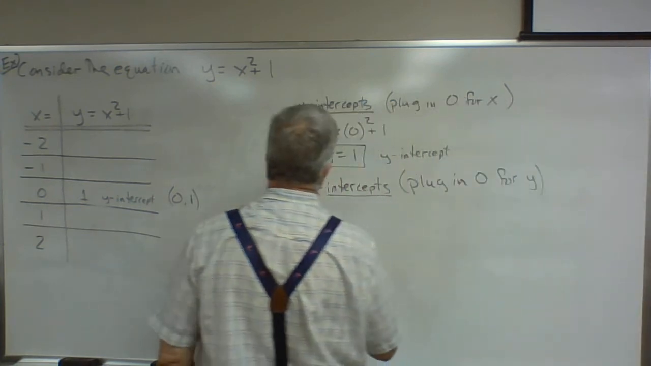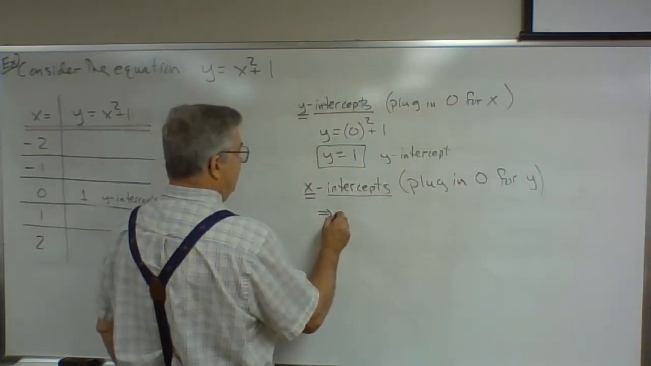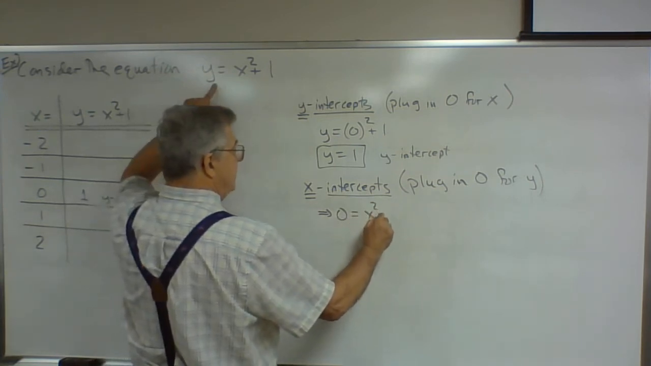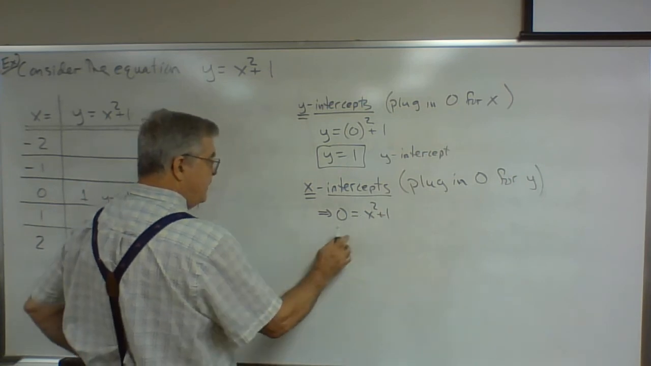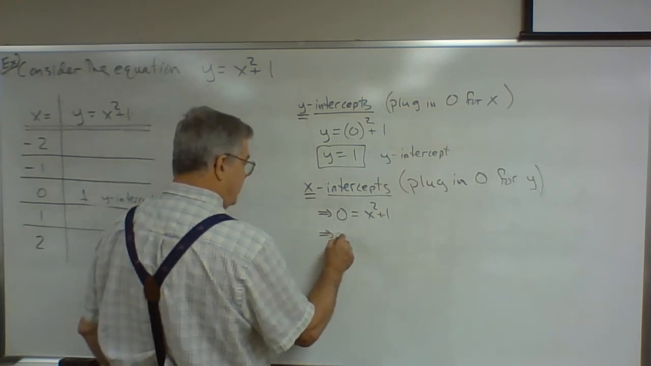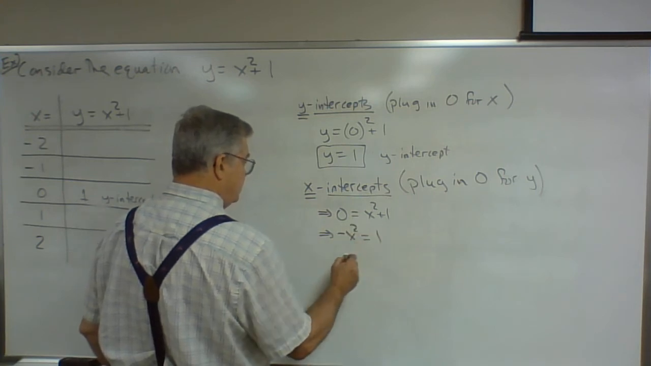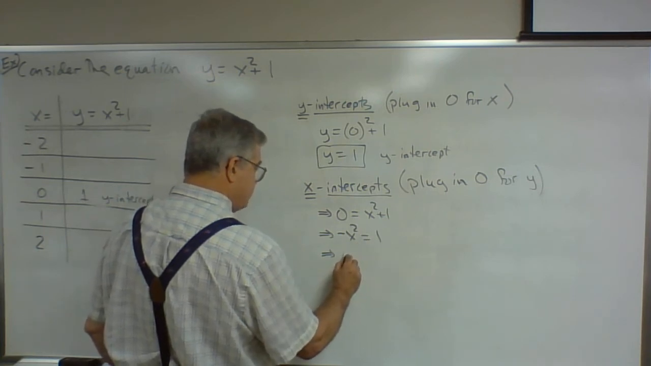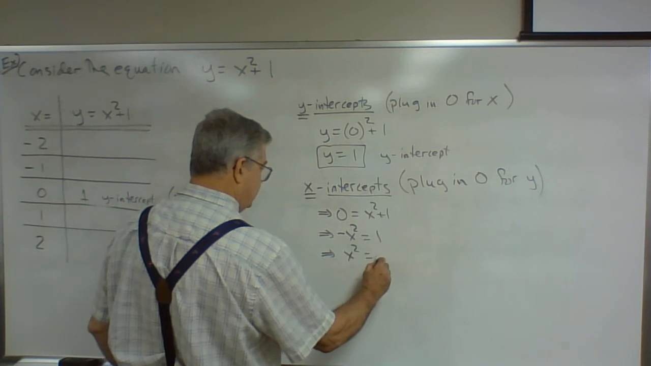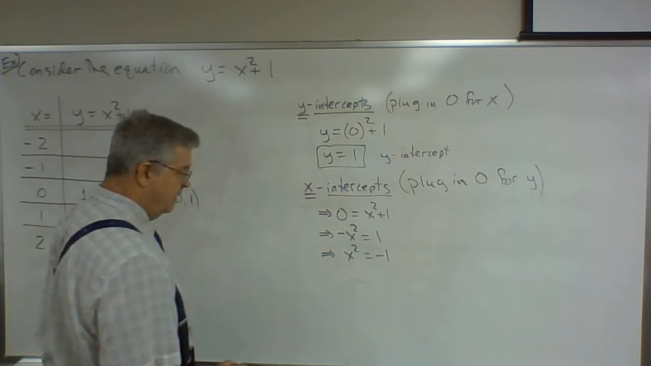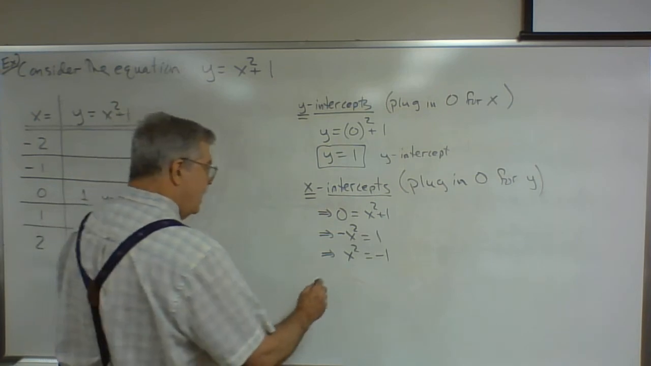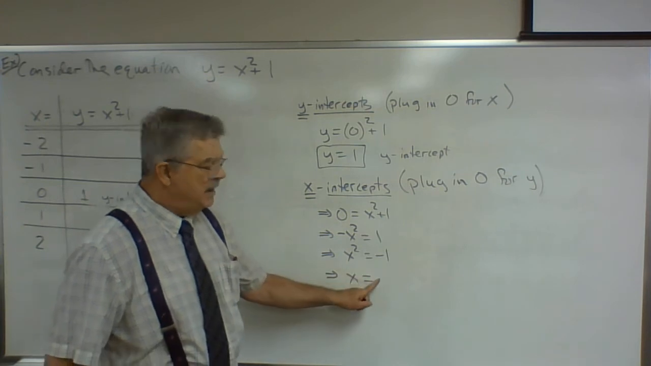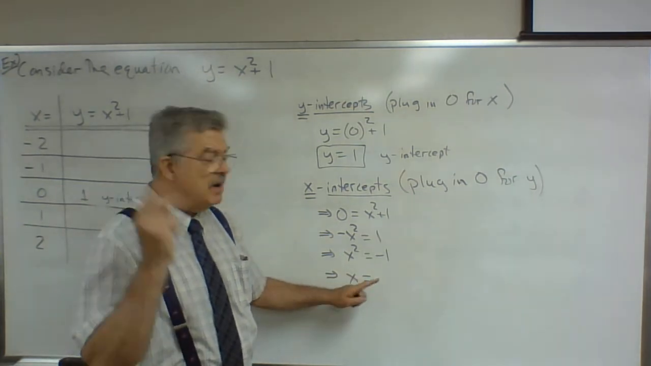So that means 0, plug 0 in for y, equals x squared plus 1. I'll move the x squared to the other side. Negative x squared equals 1. And I'll multiply both sides by negative 1. X squared equals negative 1. I'll compute the square root of both sides. And remember, there are two roots here, plus or minus.